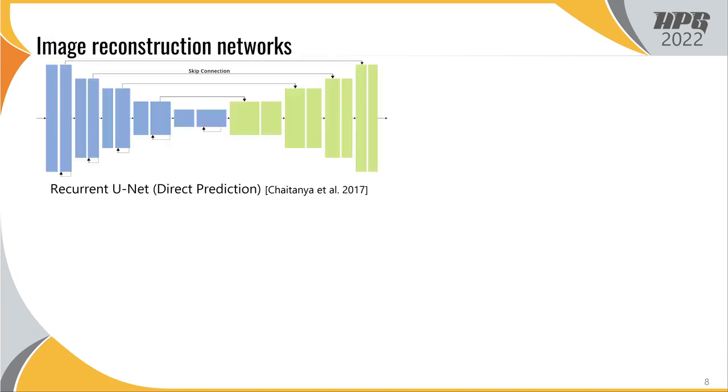The first step in designing our neural denoiser is to look at the available image reconstruction networks. Chaitanya et al. introduced the recurrent U-Net-based direct prediction network for interactive denoising. The advantage of U-Net is that it can achieve a large receptive field with low cost. The downside of direct prediction is that it tends to produce ringing and color shift artifacts.